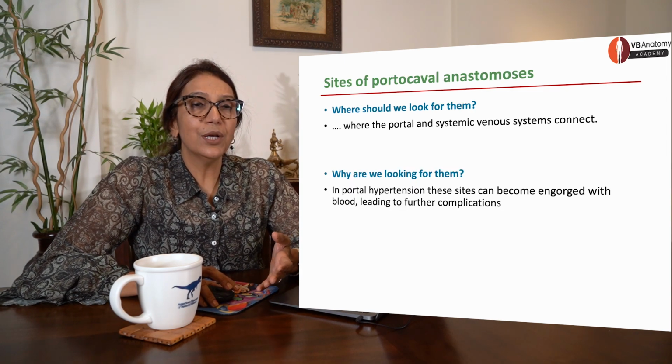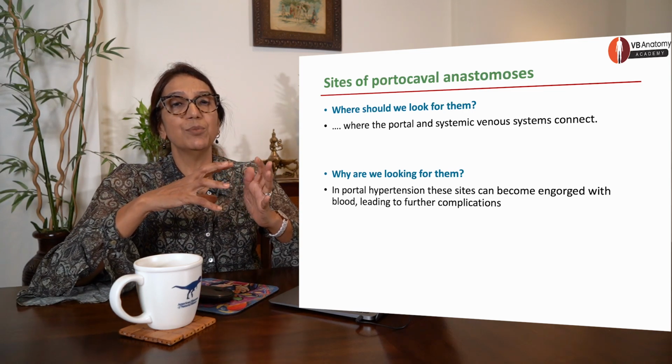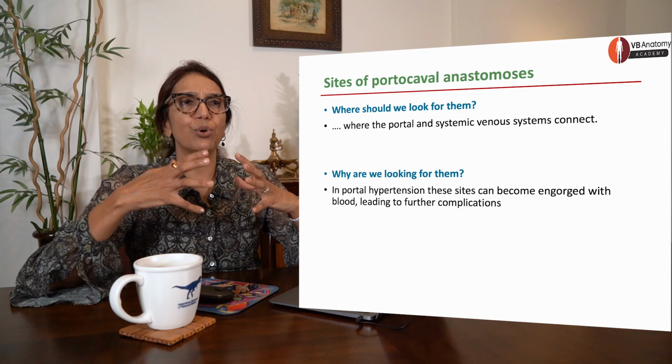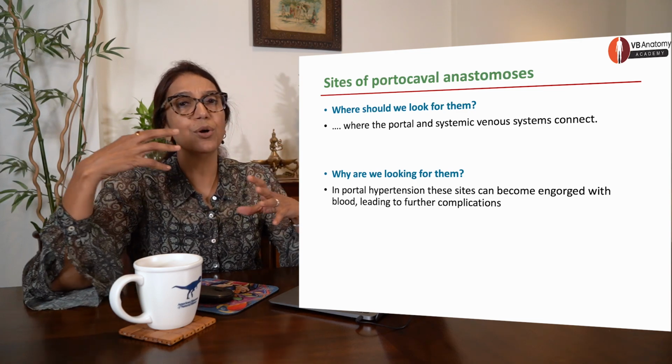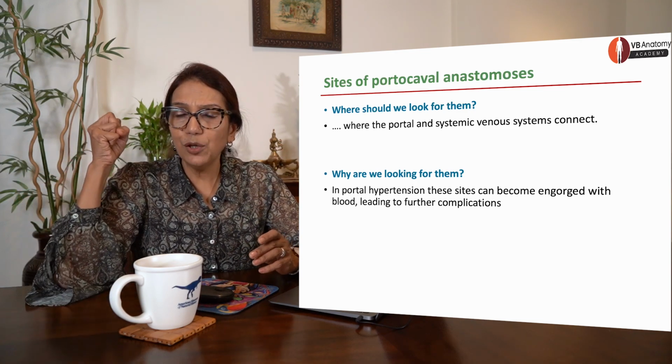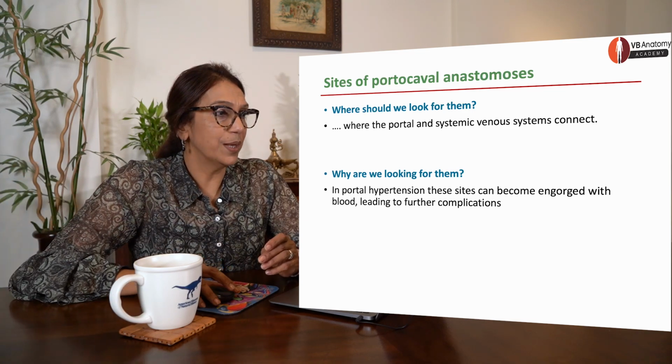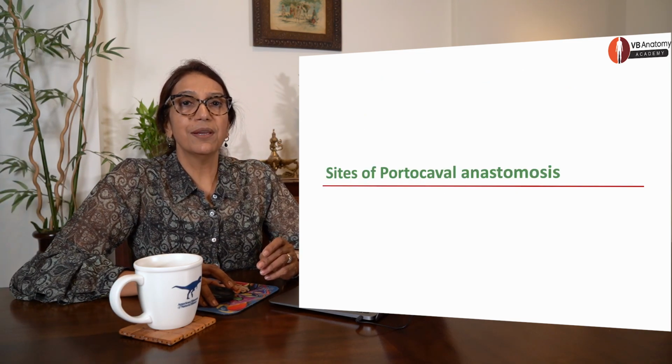We're looking for them because as the portocaval anastomosis begins to get utilized, the blood vessels become enlarged, tortuous, and begin to bleed and cause a lot of complications. So we need to observe their state of health. That's why we go looking for them. Okay. So, sites of portocaval anastomosis.